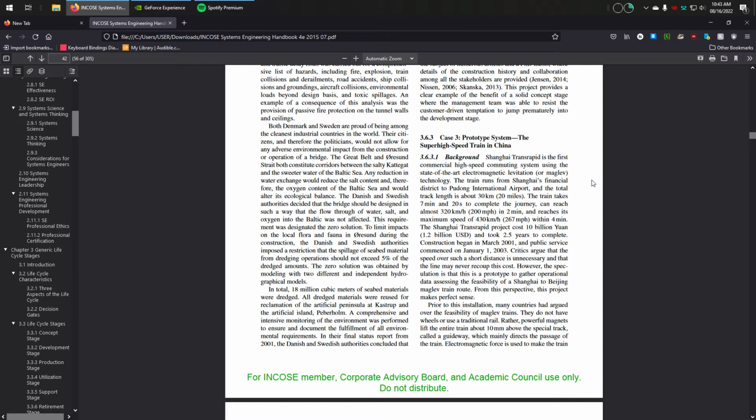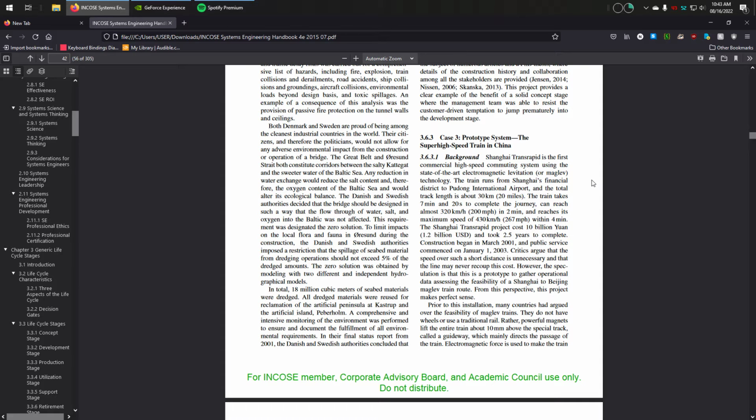Critics argue that the speed over such a short distance is unnecessary and that the line may never recoup this cost. However, the speculation is that this is a prototype to gather operational data assessing the feasibility of a Shanghai to Beijing maglev train route. From this perspective, this project makes perfect sense.